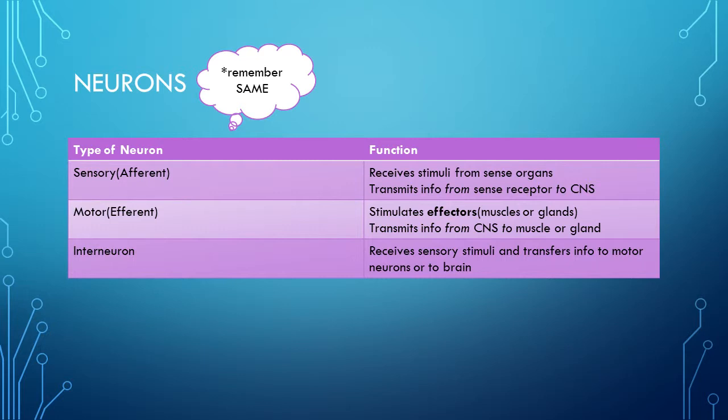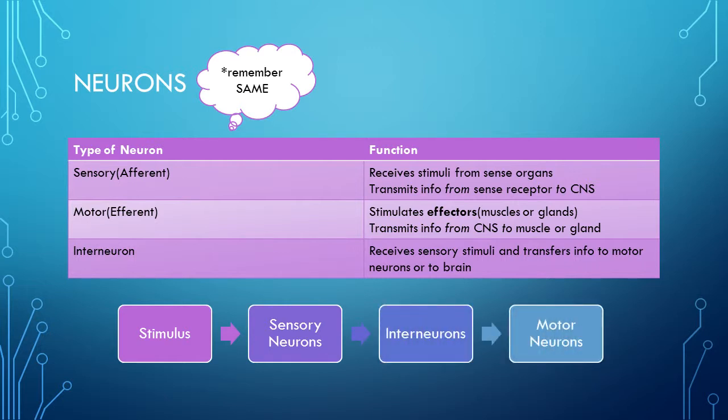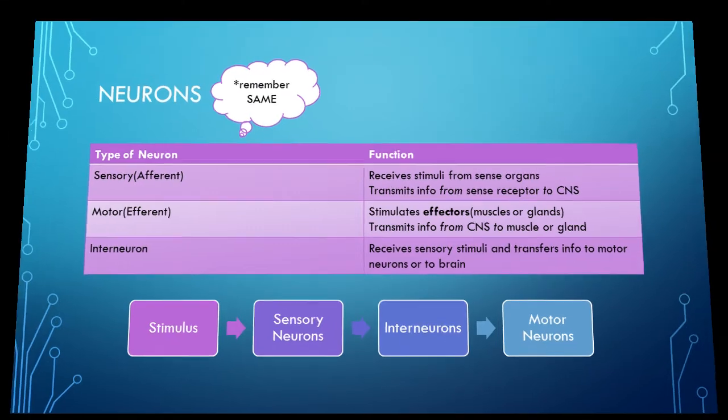And interneurons are located in the CNS and receive sensory stimuli and transfer the information directly to the motor neurons or the brain. So, let's remember this sequence. The stimulus is received by the sensory neurons, transferred to the interneurons, and then passed to the motor neurons. Very important. Keep that in your brain.